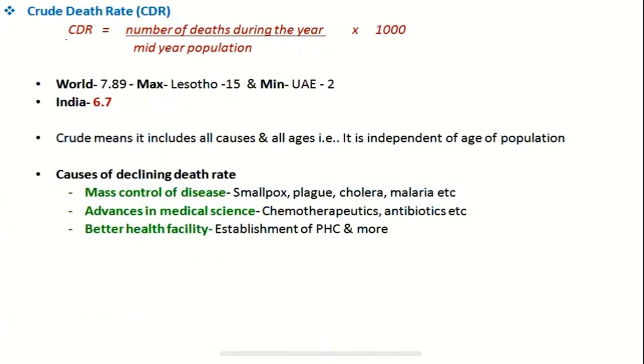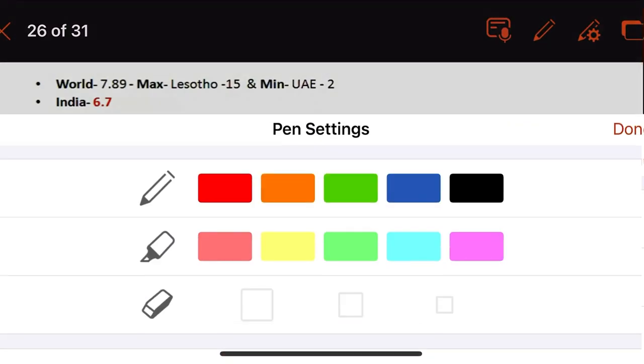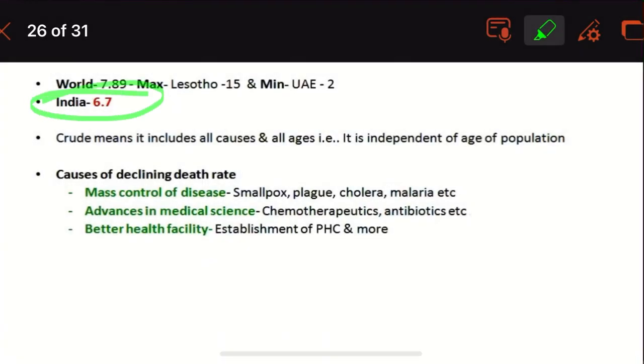Crude death rate is the number of deaths during the year by mid-year population into 1000. So very simple, the total number of deaths which are taking place in that particular year by the mid-year population. In the world, the average crude death rate is 7.89. Maximum death rates are observed in Lesotho, that is 15. And the minimum death rates are observed in UAE, that is 2. In India, the crude death rate is 6.7.